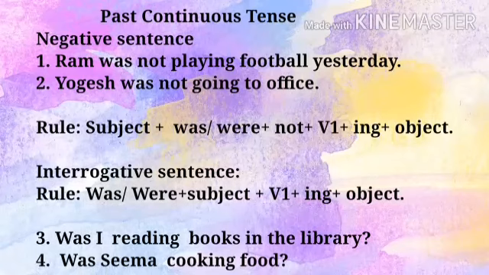And to make interrogative sentence, we use was or were at the first place. For example, was I reading books in the library? Was Seema cooking food? The answer can be given in yes or no form.